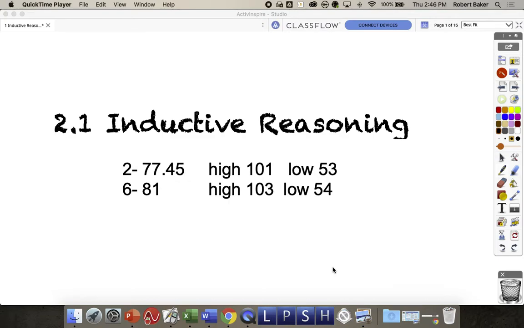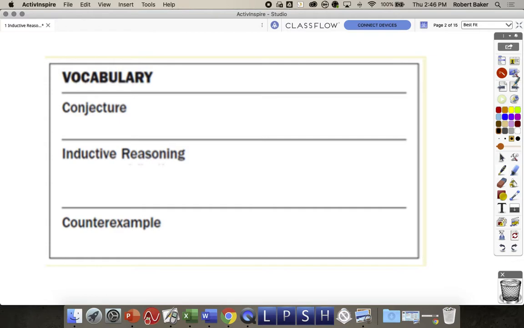So we're talking about this thing called inductive reasoning. Have y'all ever heard of inductive reasoning before? Yes. No. All right, so let's define some terms before we talk about inductive reasoning.